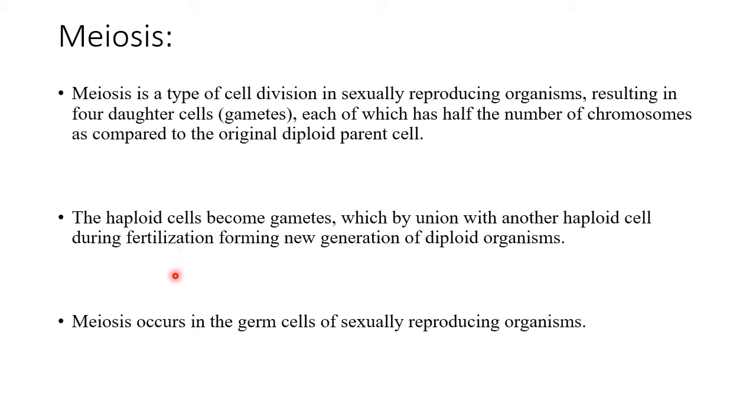As I've said, gametes, male and female, will unite to give the zygote by fertilization. Meiosis occurs in the germ cells of sexually reproducing organisms. I mean by germ cells the gonads, which are the testis in the male and ovaries in the female. These are the sexual cells where gametes are produced.